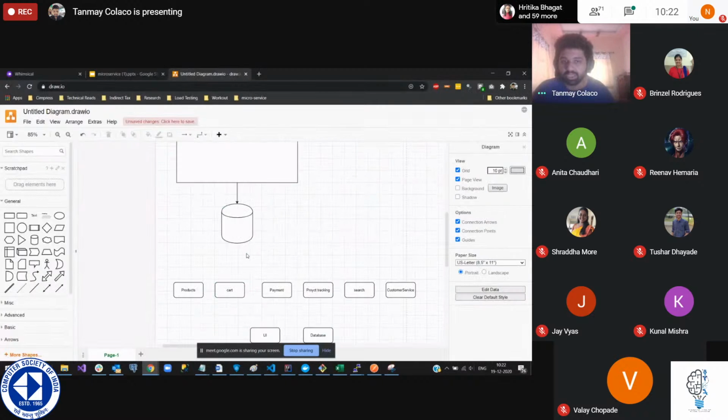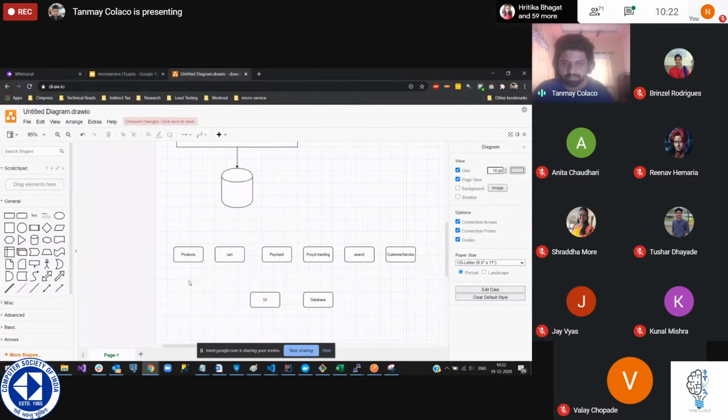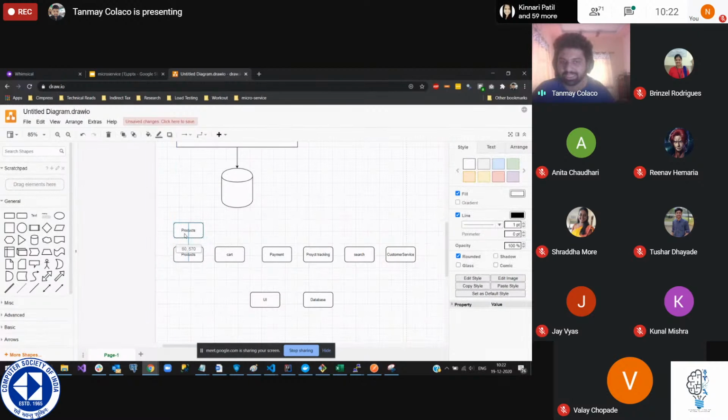Now, as I was saying, the product service, I can scale it up. I can have two product service instances, like two systems running the product service. The cart service, I can have only one. The payment, I can have two. Product tracking is also one, because not everyone is tracking their product. The search I can have three instances, because there are a lot of people searching for my product. Customer service also I can have one.